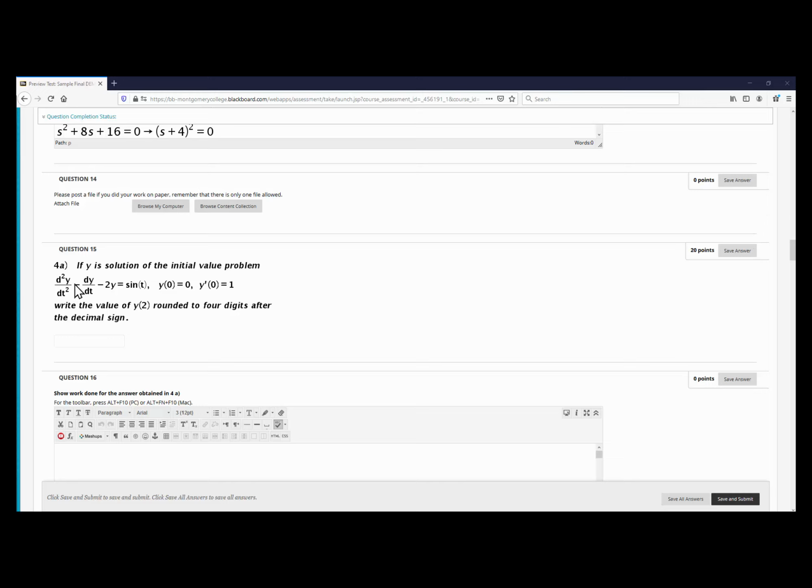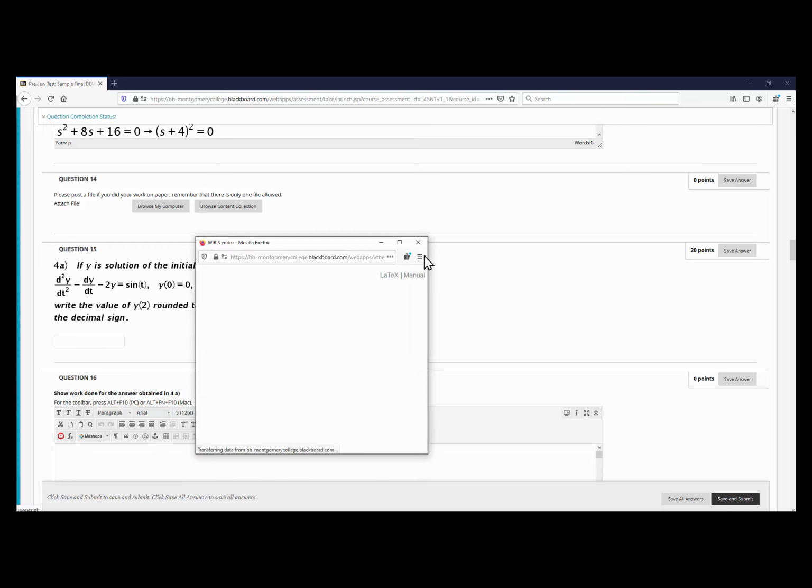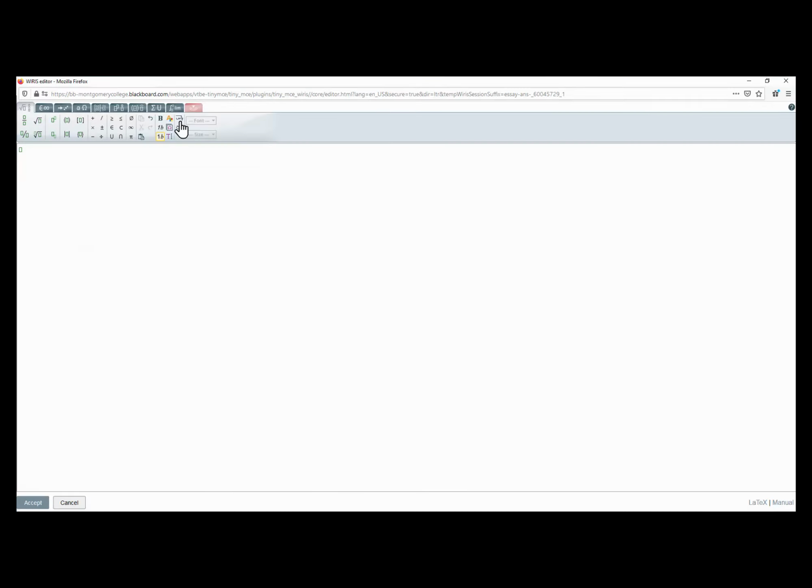So now we have to find the solution of this initial value problem, and if the solution is y, then we have to find the value of y at 2. So let me just type again in this equation editor. Okay, so we get this here, and we got b and all that, right? So what is our equation then?